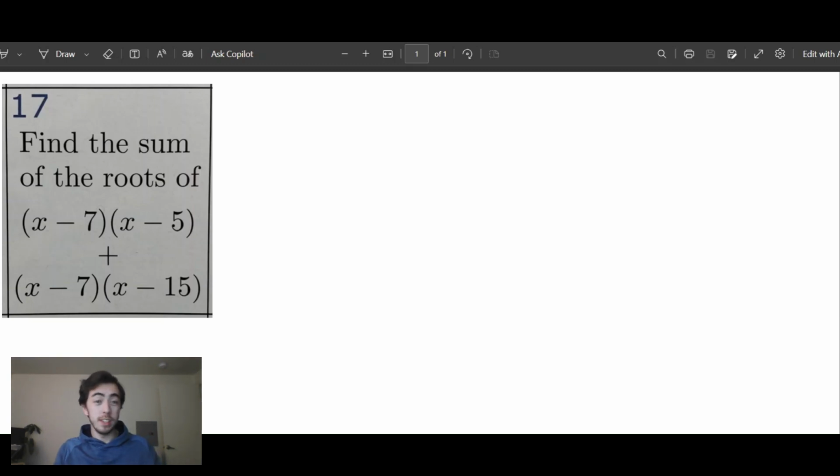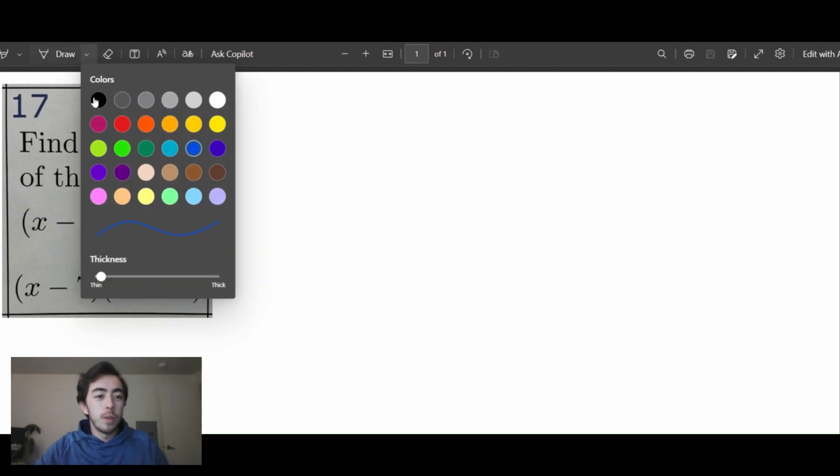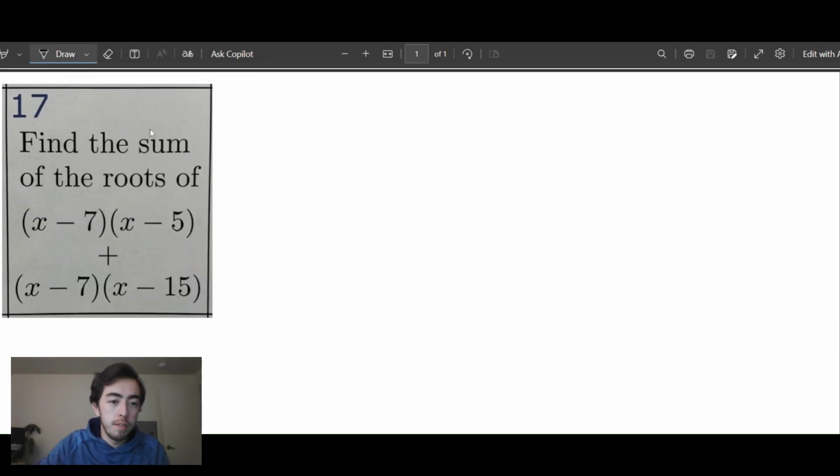It's March 17th. We have problem number 76 from the Daily Epsilon calendar, and we're going to solve it together. We need to find the sum of the roots of this thing right here.